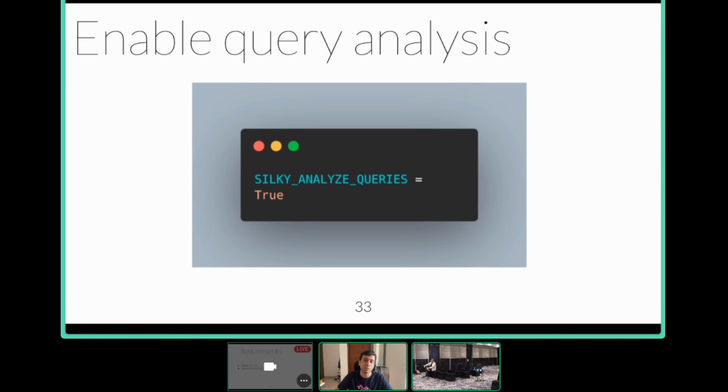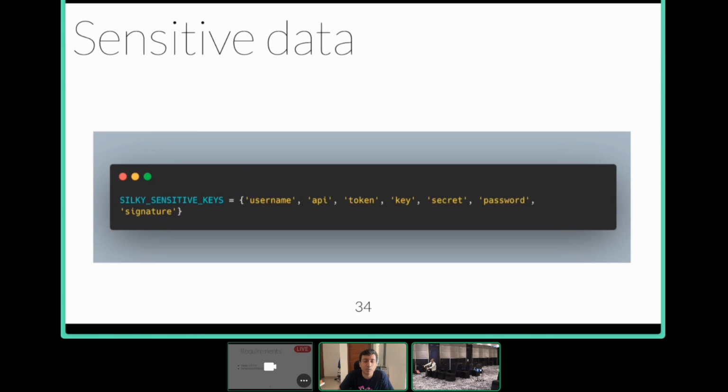In today's landscape, handling sensitive data is part and parcel of your work. But with that comes the responsibility to ensure that it remains confidential. Whether it's due to compliance requirements or stringent security protocols, some data should never be exposed. Django Silk understands this. By default, it automatically filters out values associated with certain keys, such as username, API, token, key, secret, password, and signature, ensuring that sensitive data remains masked.